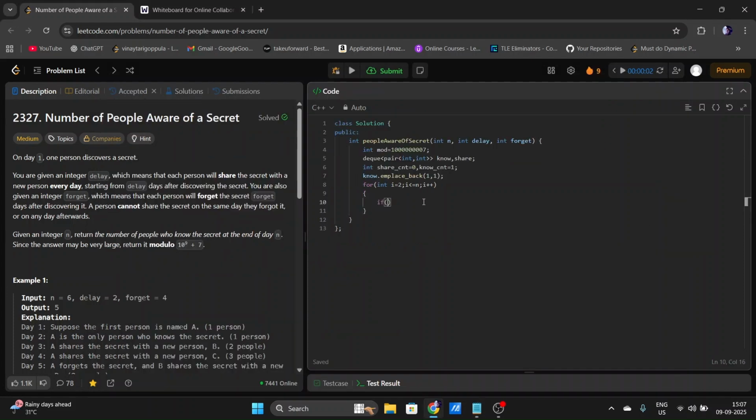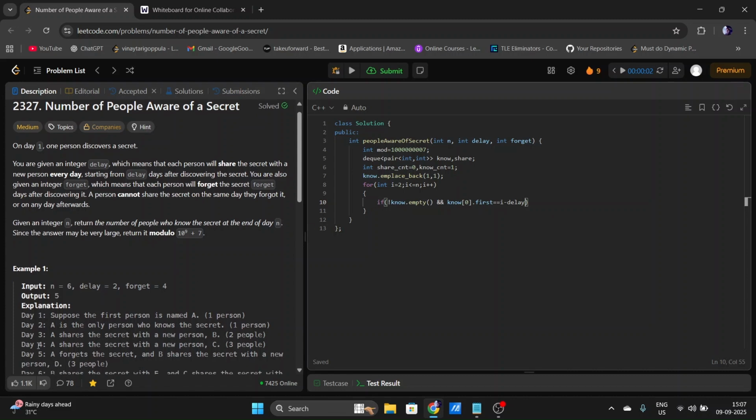So to check that, if not of no dot empty and then no of zero dot first is equal to I minus delay. Why I minus delay? On the day minus the delay, I mean, check here on day 3, 3 minus 2, which is 1. On first day, A knows the secret. So now, after completing the delay days, he can share now. So that's why we use I minus delay.